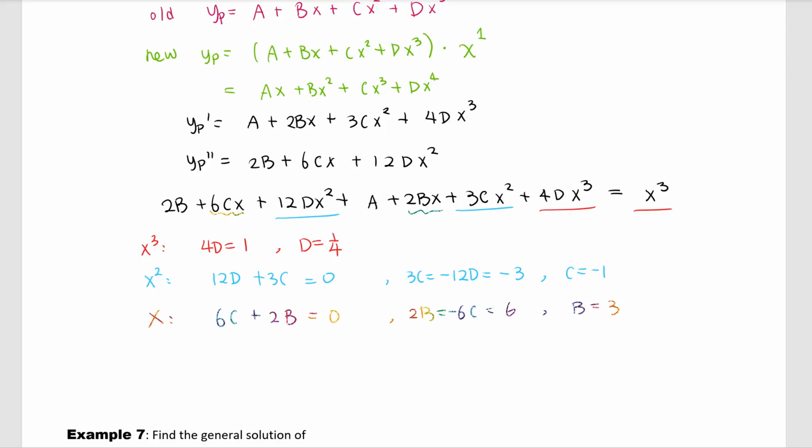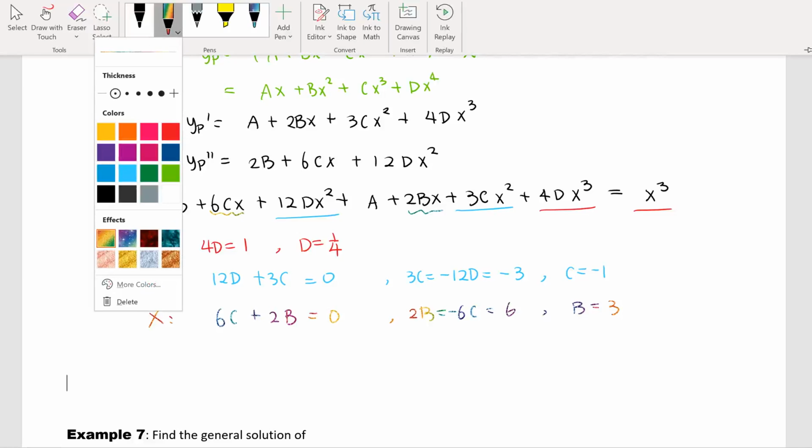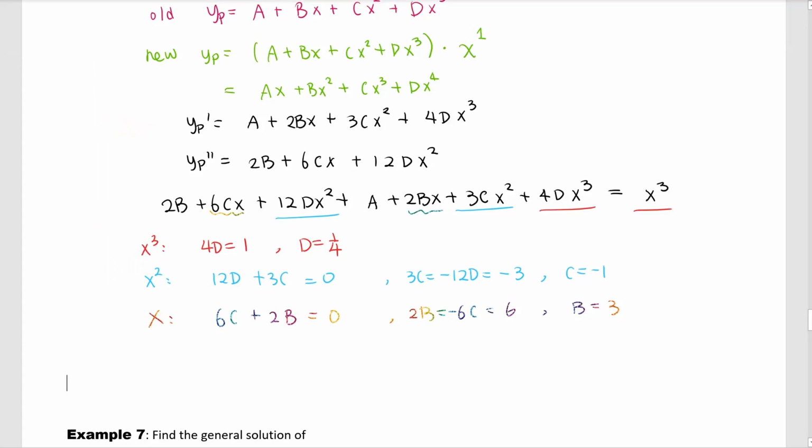How about the constant term? Let's stick with the color. How about green? So for the constant term, we have 2b and a, and no constant term on the right. So a equals negative 2b, which is negative 6. So far, so good, everybody?